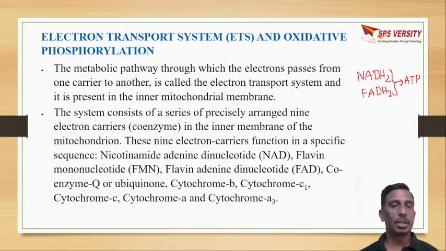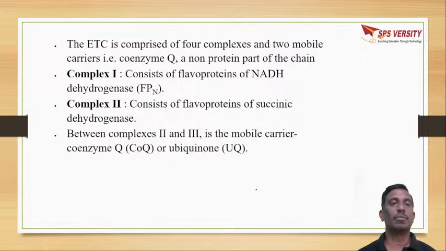The electron transport system contains a series of arranged electron carriers, also called coenzymes. There are 9 of them: NAD (nicotinamide adenine dinucleotide), flavin mononucleotide FMN, flavin adenine dinucleotide FAD, coenzyme Q, cytochrome b/c1, cytochrome c, and cytochrome a, a3. These 9 electron carriers are organized in the form of complexes.